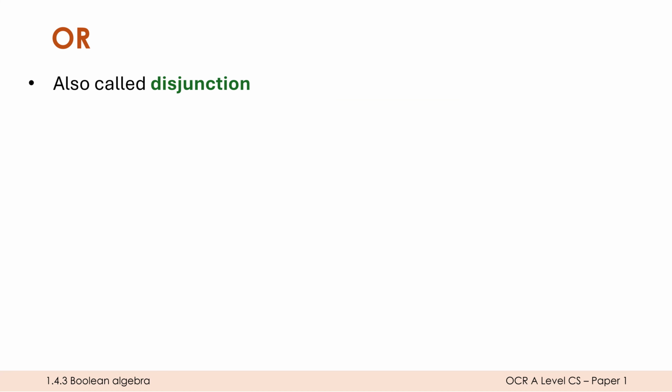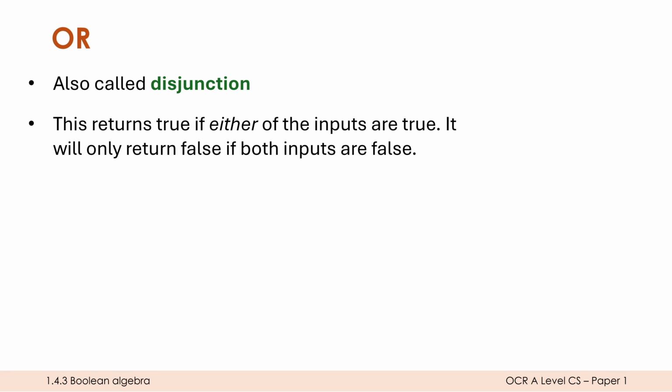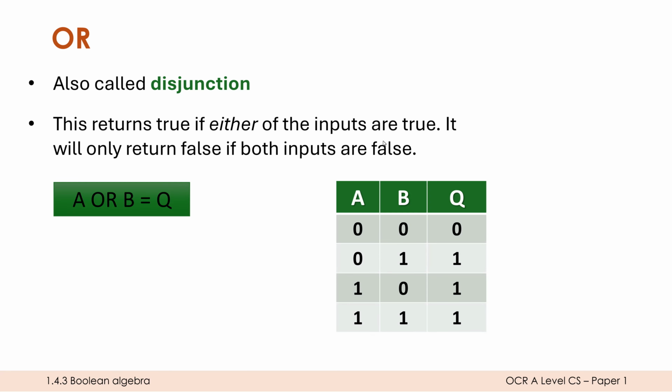The next operator to look at is OR. This is also called disjunction and returns true if either of the inputs are true. Inputs plural because I've got two inputs with OR. It will only return false if both inputs are false. And we can see in our truth table, Q is only 0 when both inputs are 0. So OR is very accepting.